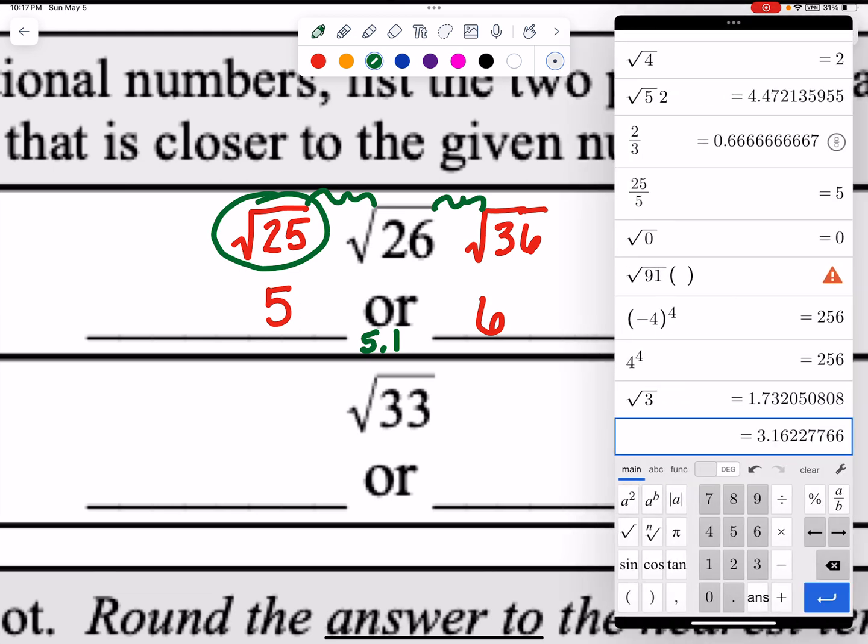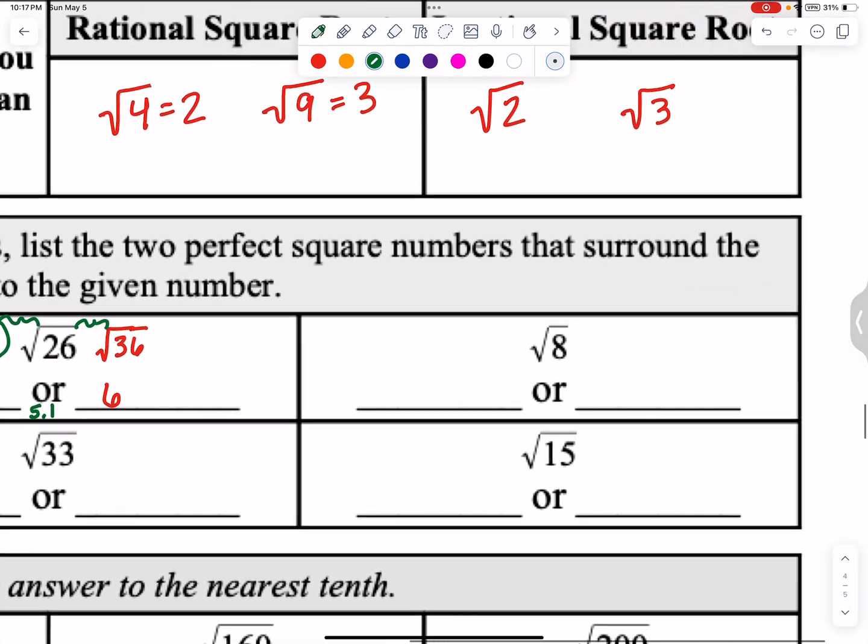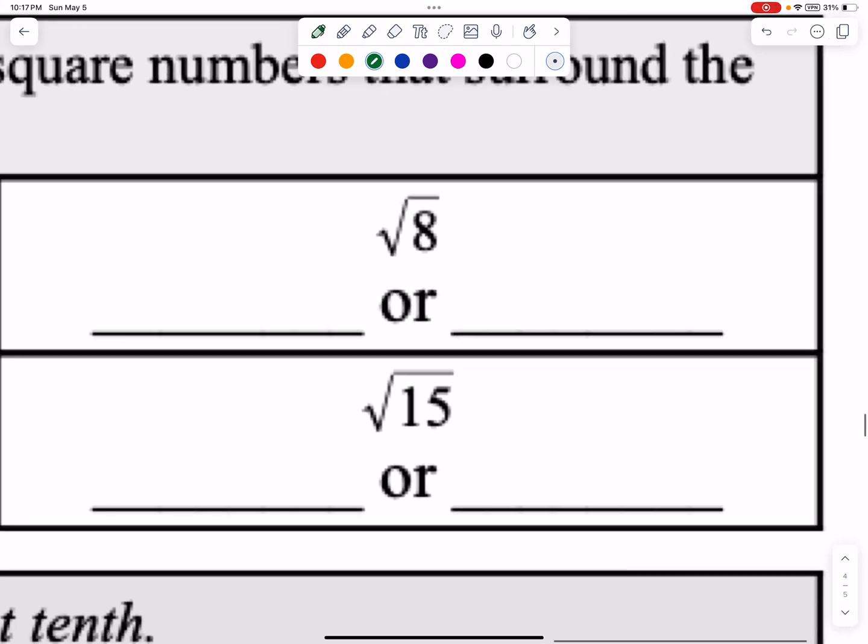Okay, so let's go ahead and actually see what it is. The square root of 26, look at that, 5.09. So we're really, really close. That's how you can make an estimate. There's no way for you to know for sure what it is, though.